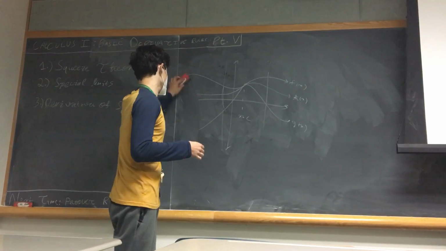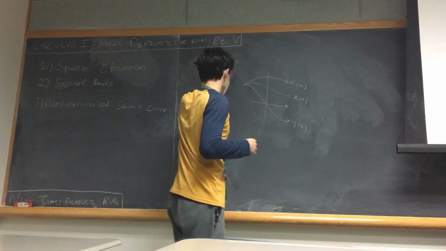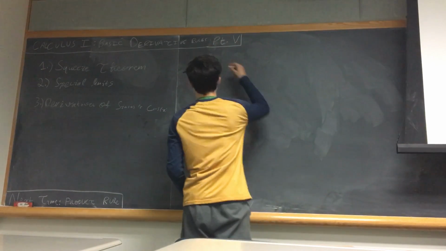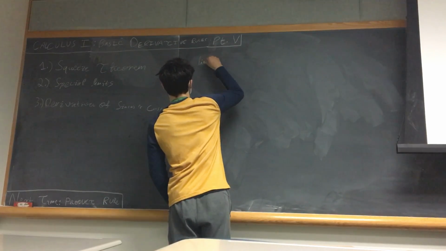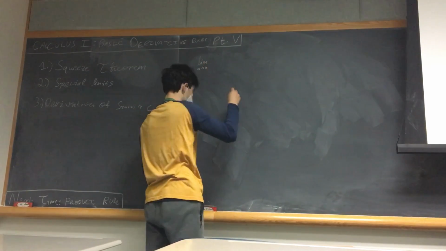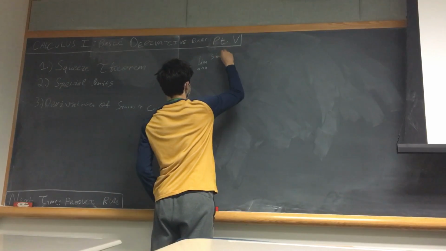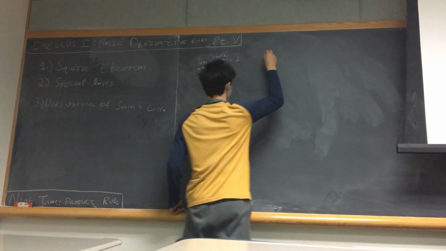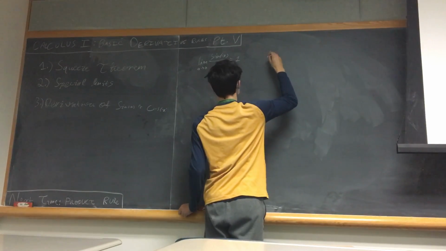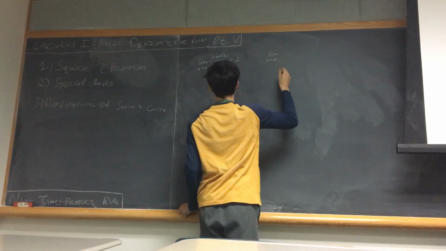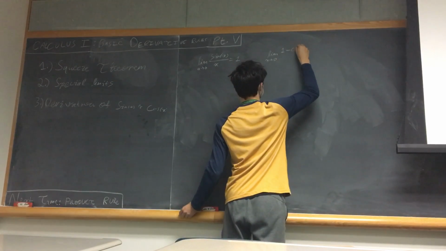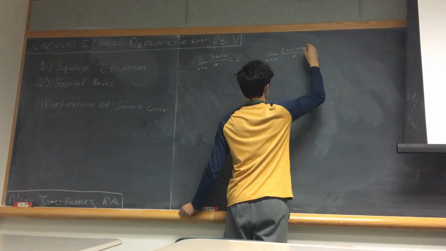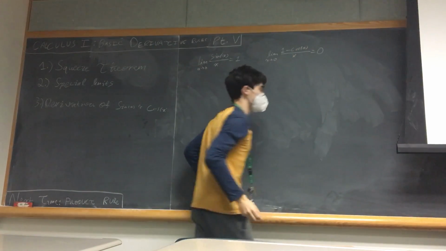So from the Squeeze Theorem, there's a couple of special limits that we can find. These limits are the limit as x approaches 0 of sine of x over x equals 1, and the limit as x approaches 0 of 1 minus cosine of x over x is equal to 0.